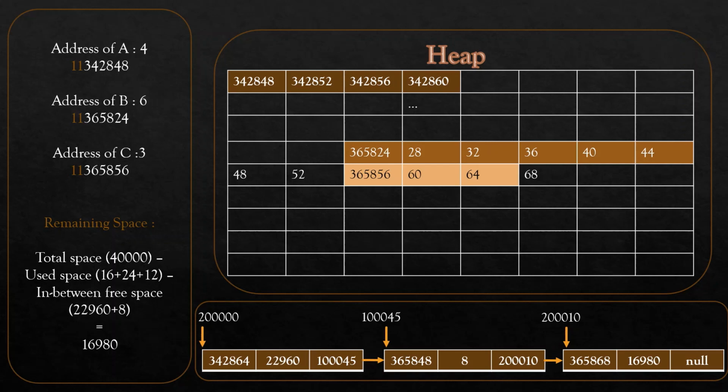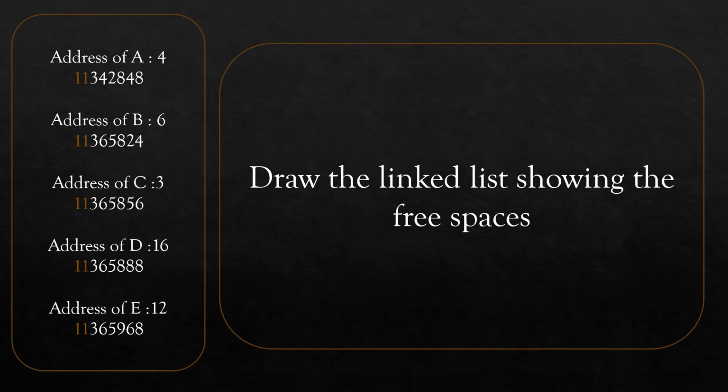Now, we have 3 separate free spaces. One at a location 342864 for 22,960. The second at 345848 for 8 bytes, and the third at 365868. And the remaining space is 16,960. Continuing in this manner, draw the linked list that shows the different free spaces when A, B, C, D and E are allocated 4, 6, 3, 16 and 12 bytes at the locations given in the slide.